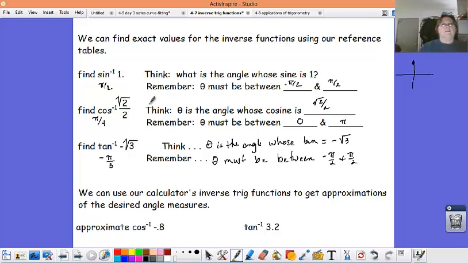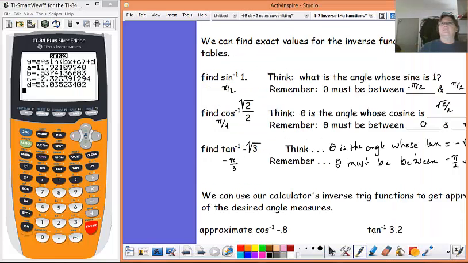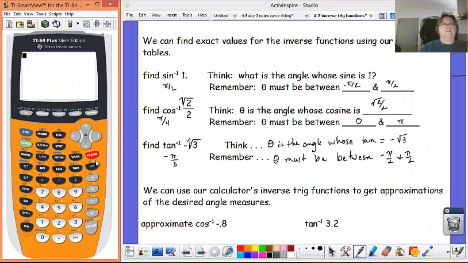I'm going to call that calculator up, and we can use our calculator's inverse functions to get approximations. These are exact, right? Approximations happen when you start using decimal points and estimating. The cosine inverse of negative 0.8, so we'd hit second and cosine of negative 0.8.